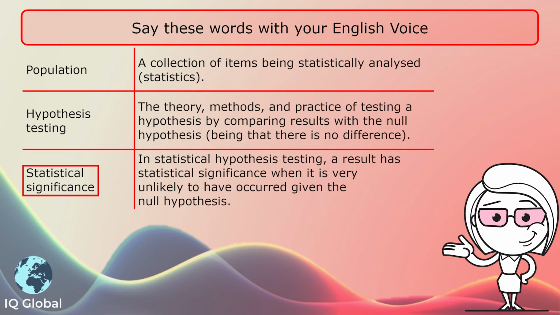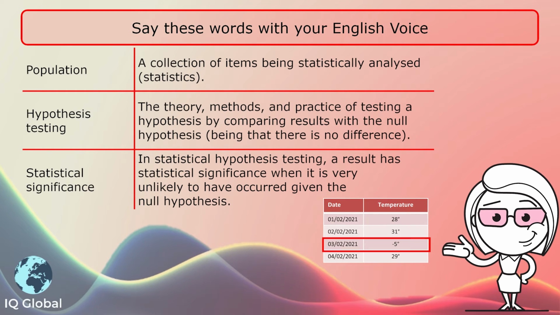Statistical significance. So in statistical hypothesis testing, a result that has a statistical significance is when it's very unlikely to have occurred given the null hypothesis. For example, in our temperatures, this one is a statistical significance. It's much lower than the other temperatures, so it's unlikely to have occurred.